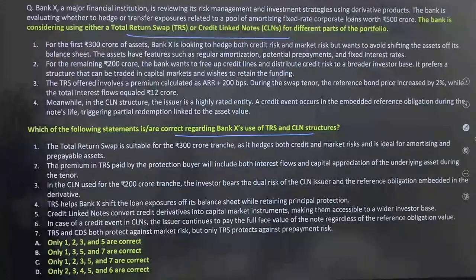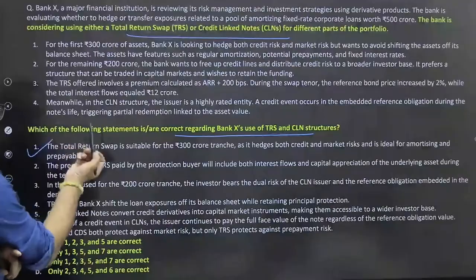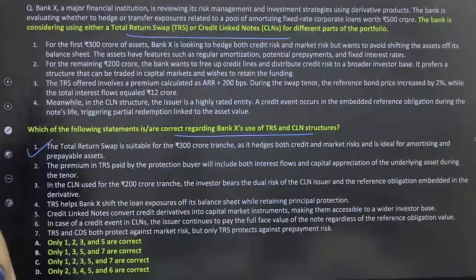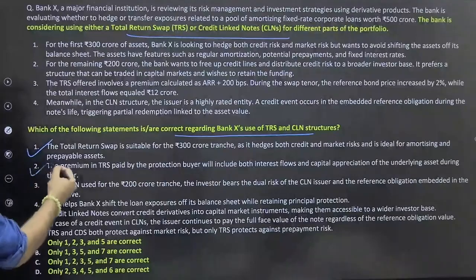The total return swap is suitable for the 300 crore tranche as it has both credit and market risk and is ideal for amortizing the repayable asset. So what do you say about the first statement? First statement is correct, no issue in this, okay. The premium in TRS paid by the protection buyer will include both interest flow and capital appreciation of the underlying asset during the tenure. This also is correct here.